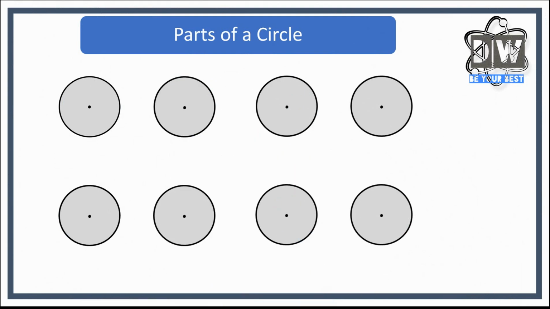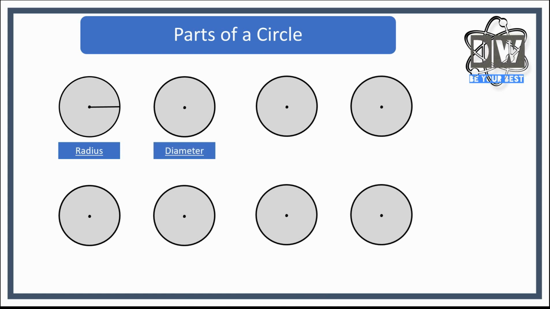So this is how many there are. We've got 8 different names that we need to memorize for our GCSE exams. The first one up is the radius. So if you already know what the radius is, you can bang that down. But this is the radius here. It's the distance between the middle of the circle and the outside of the circle.